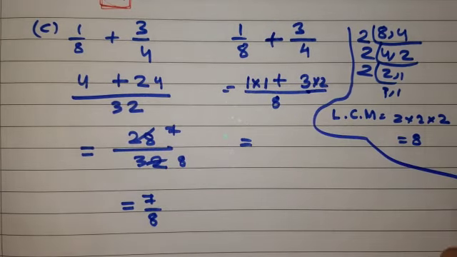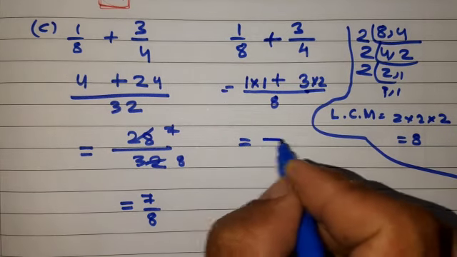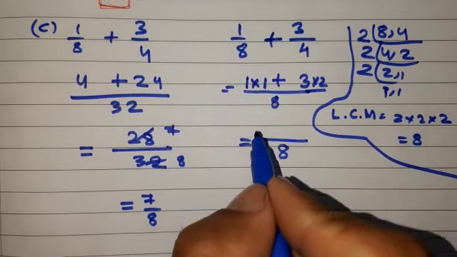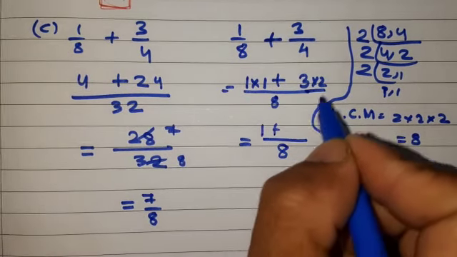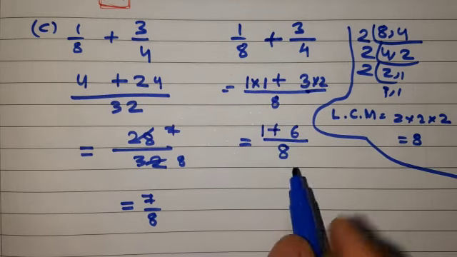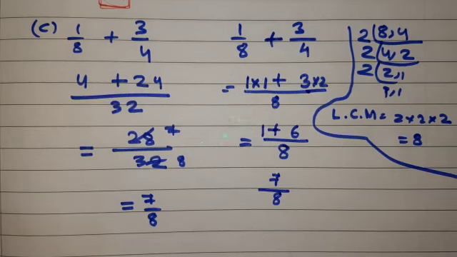You may not be confused with this. What's the number at the denominator? 8. Yes, sir. 1 times 1 is 1, and another is 3 times 2 is 6. 6 plus 1 is 7. The number becomes 7 at the numerator place and 8 at the denominator place. The final answer is 7 by 8.